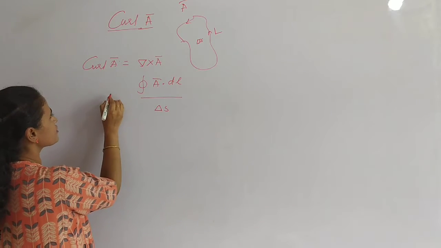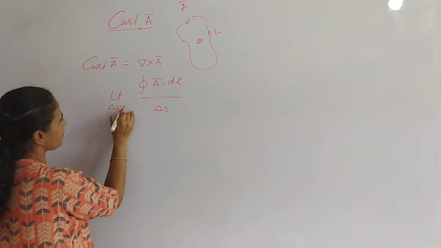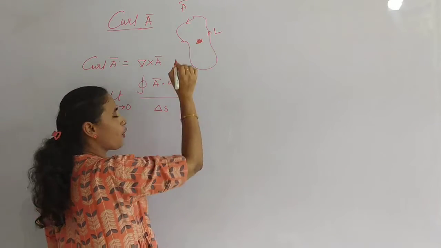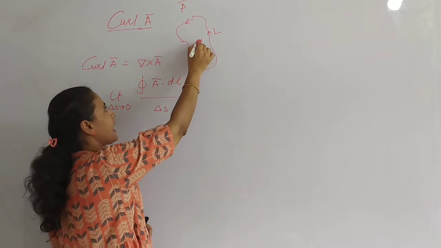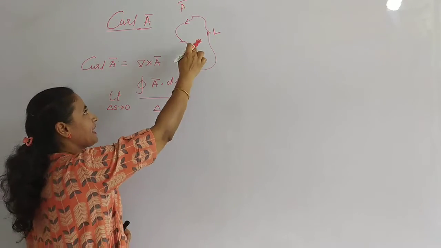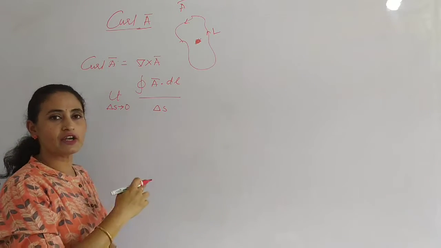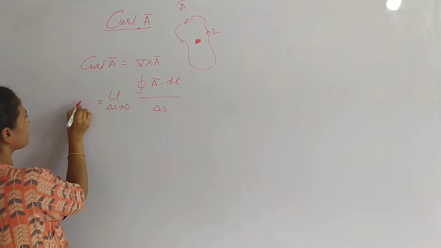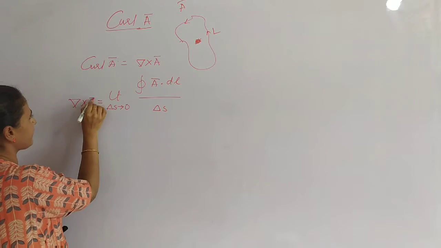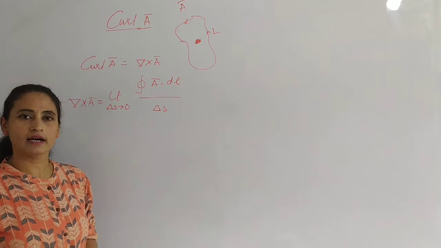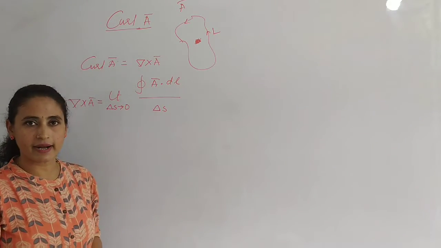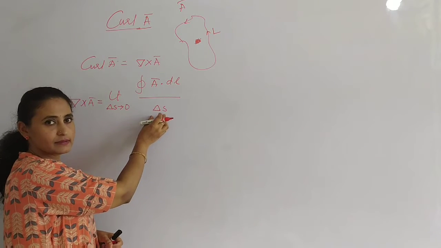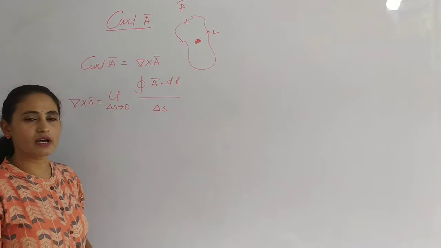As the surface area tends to 0, this unit surface must approach 0, which means this closed unit surface must act as a point. Now it is a point P. So the point P has been surrounded by one loop which gives a maximum circulation of vector field A bar. So what is this? This is nothing but curl of a vector field A bar. Let me define once again. The curl of a vector field A bar is nothing but the maximum circulation of the vector field A bar per unit surface as this unit surface approaches 0.